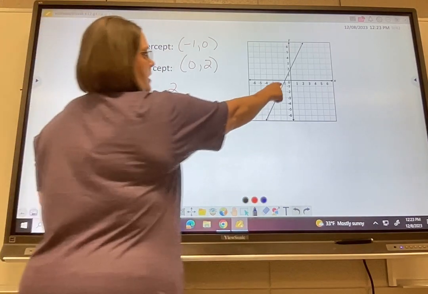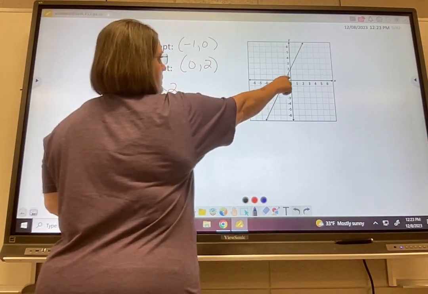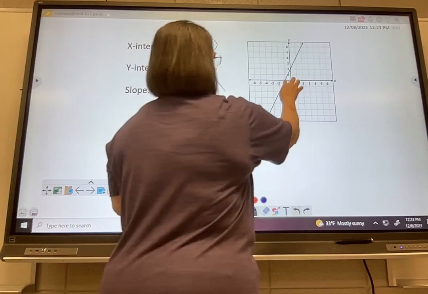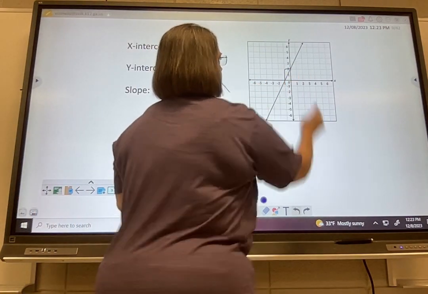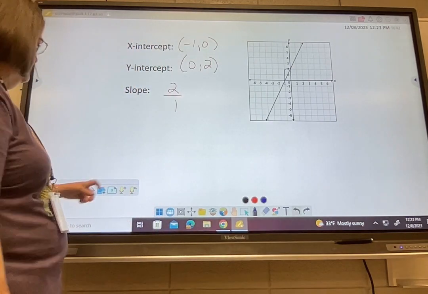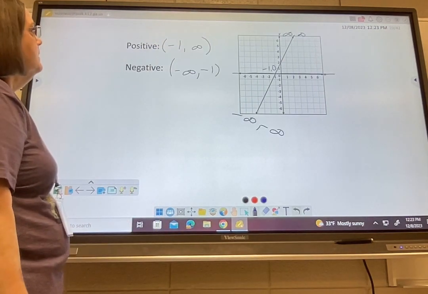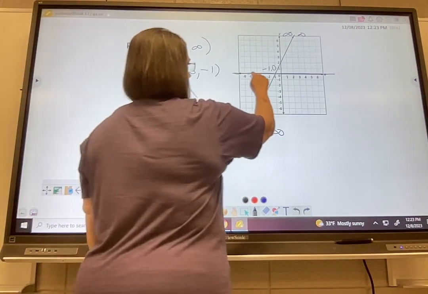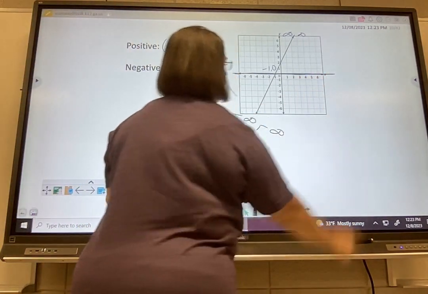X-intercept, this is crossing at negative 1, 0. Y-intercept is crossing at 0, 2. And my slope, again, it's rise over run, up 2 to the right 1, so it's got a slope of 2 over 1. Positive. Remember, I taught you to draw a solid line on the x-axis.